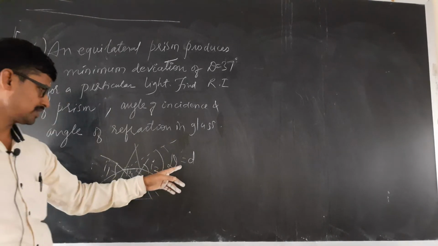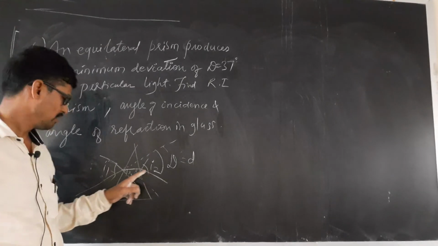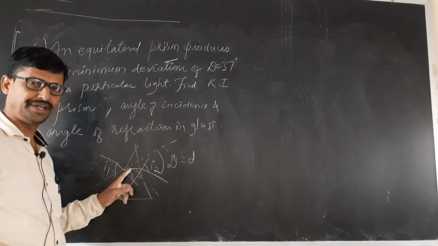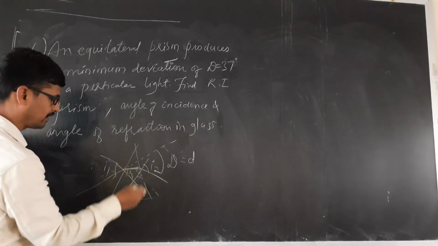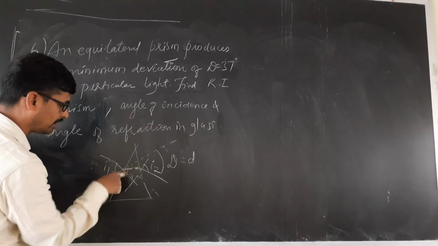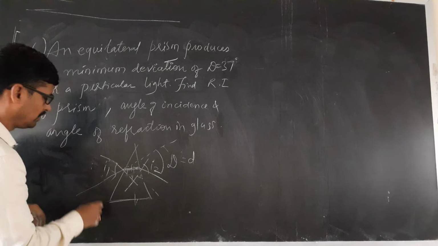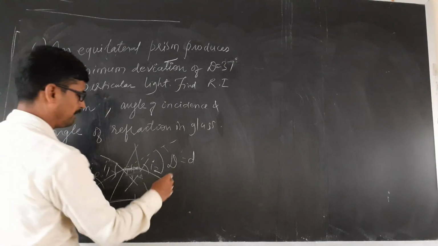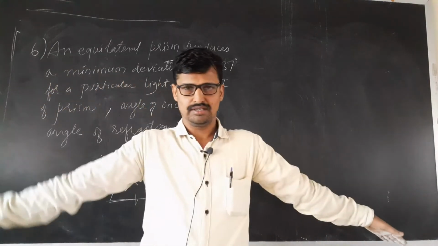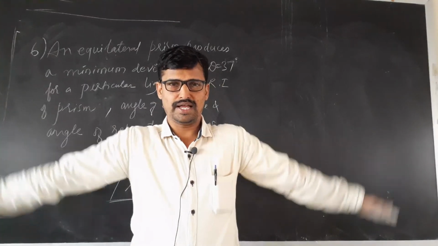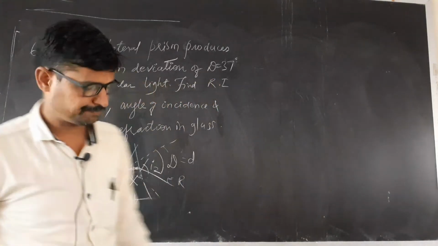For minimum deviation, angle of incidence is equal to angle of emergence, R1 is equal to R2. Interior angles are equal, and the refracted ray remains parallel to the base. Incident ray and emergent ray become symmetric. Symmetric means equal angles they should make with the prism. That is called symmetric.